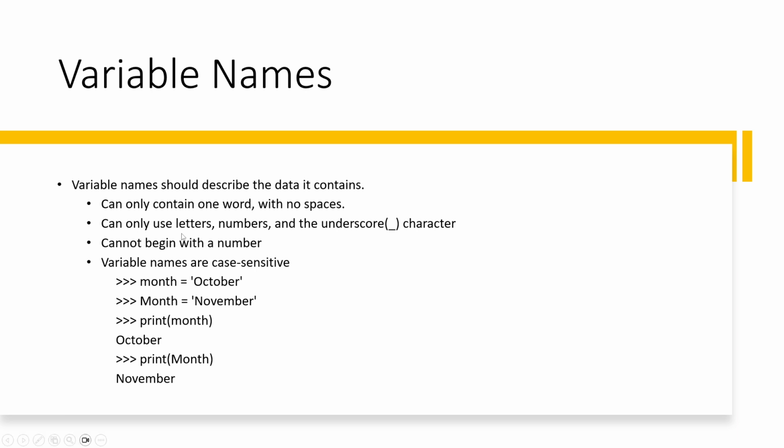They can only use letters, numbers, and the underscore character. No special characters other than the underscore. They cannot begin with a number, and they are case sensitive. So here I have lowercase month, October, uppercase Month, November. If I print lowercase, I get October. If I print uppercase, I get November.